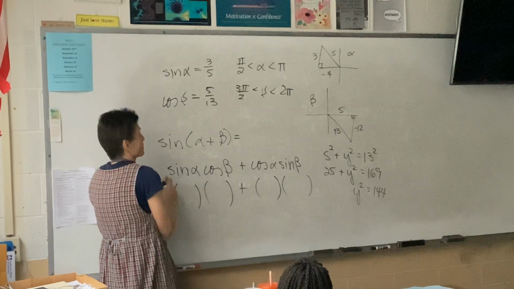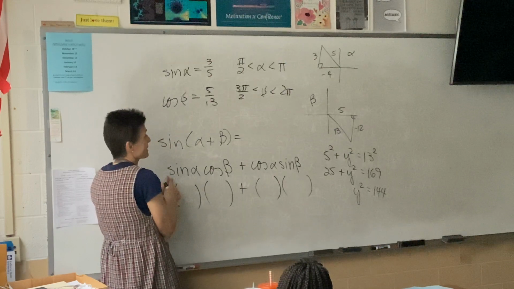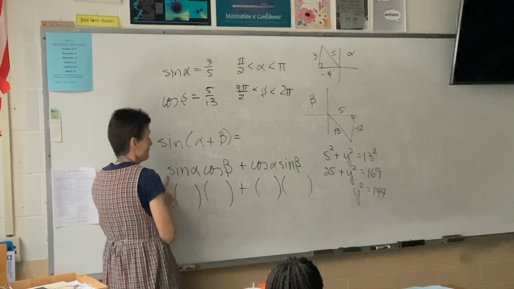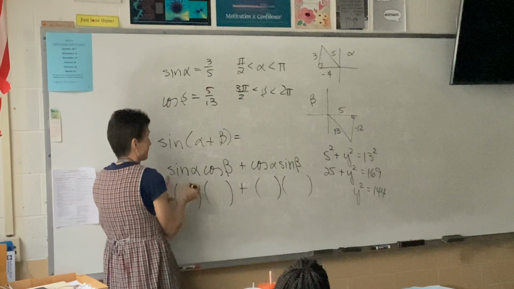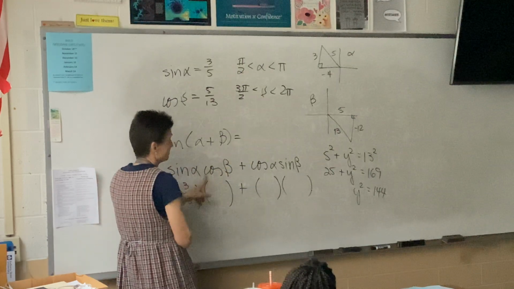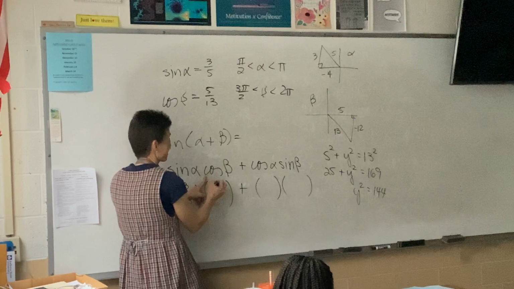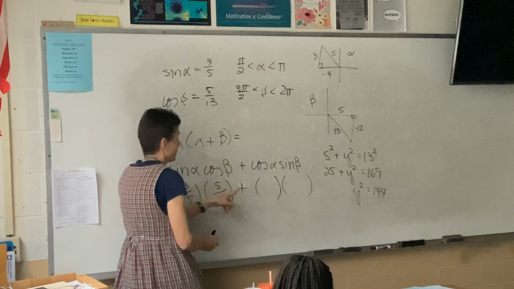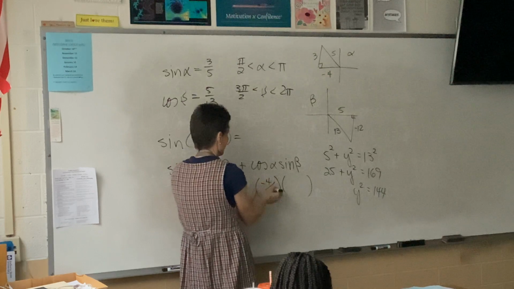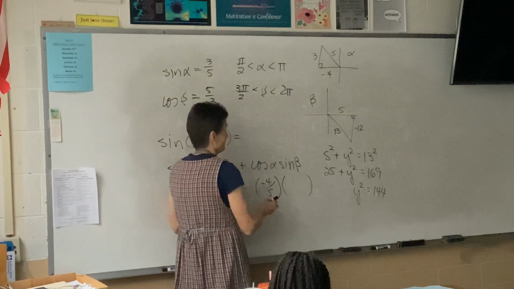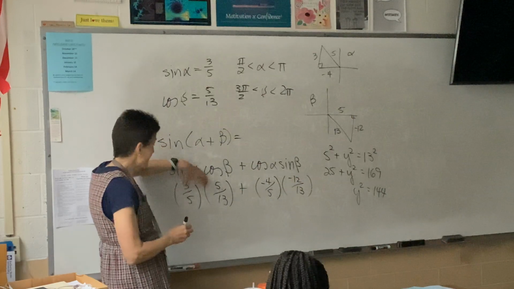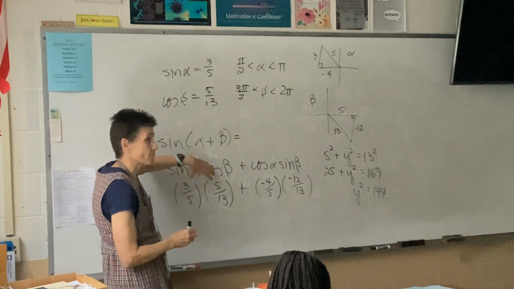All right, so sine alpha. What's the sine of alpha? Look at your picture. 3/5. What's the cosine of beta? 5/13. Cosine alpha, -4/5, and sine beta, negative 12/13. Now, these are multiplied, okay?